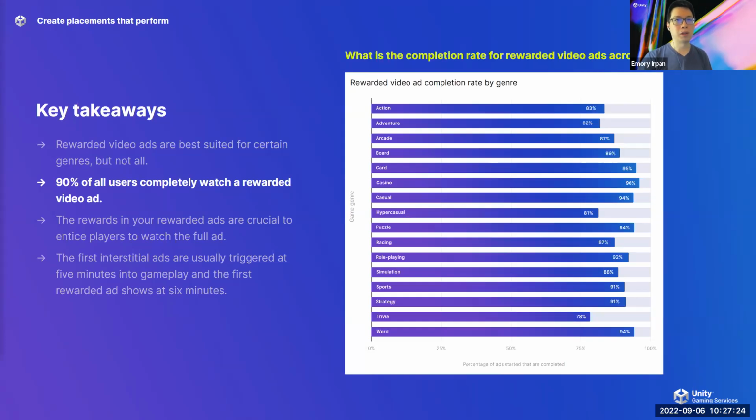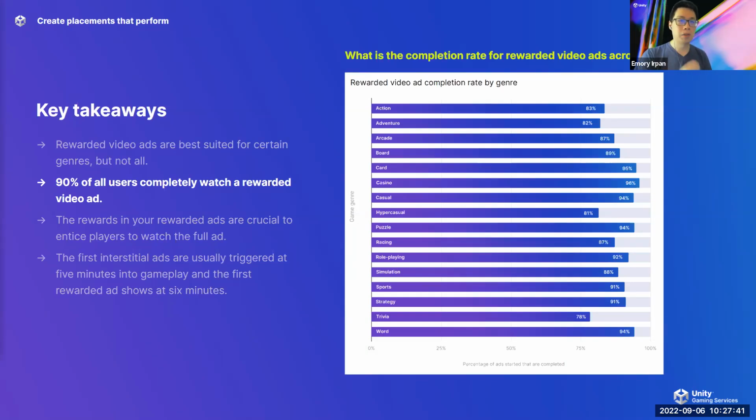On the topic of rewarded video, we dove deeper into the completion rate of players who watched rewarded video ads. Completion rate is the percentage of players who, once they initiate a rewarded video ad, finished watching the whole video and claimed a reward from the game.